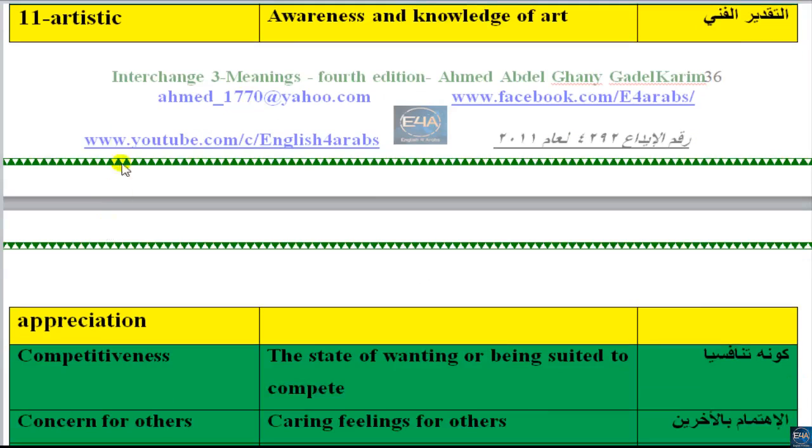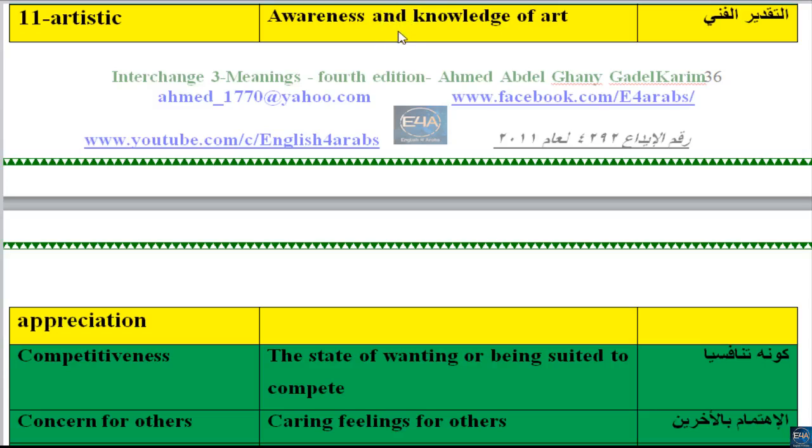11. Words of exercise number 11. Artistic, artistic. British R, silent A. Artistic. American, artistic. Awareness and knowledge of art.